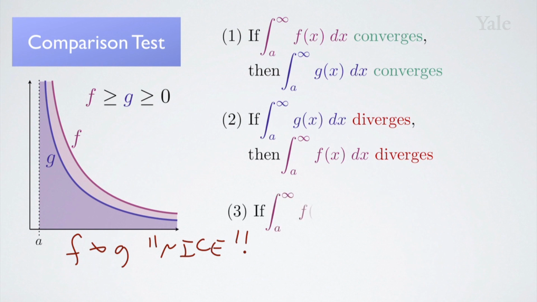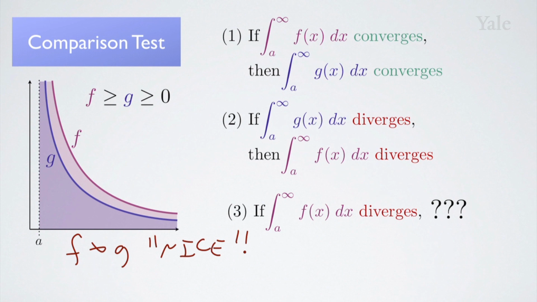Case number 3 says that if the area under the upper curve diverges, when we look at the area under the lower curve, we don't really know what goes on here. It may diverge, it may converge, it may be finite, it may be infinite. All we know is that it's less than or equal to something that is infinite ultimately. So we can draw no conclusions.